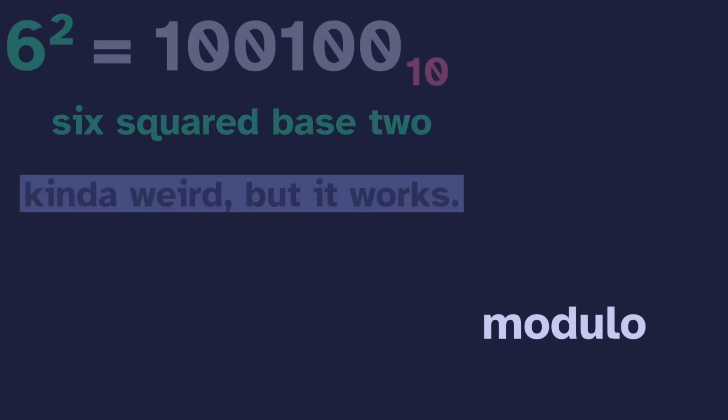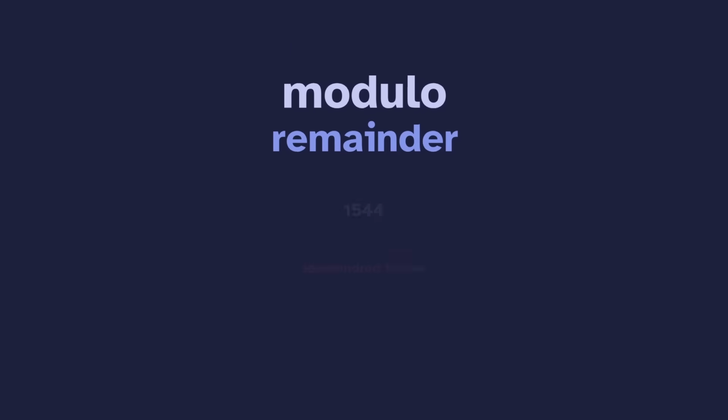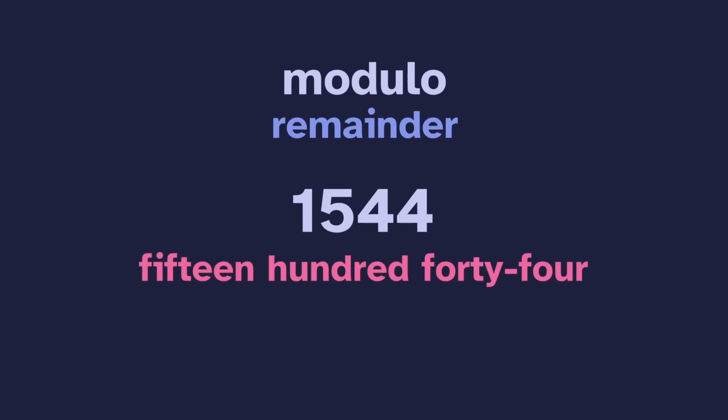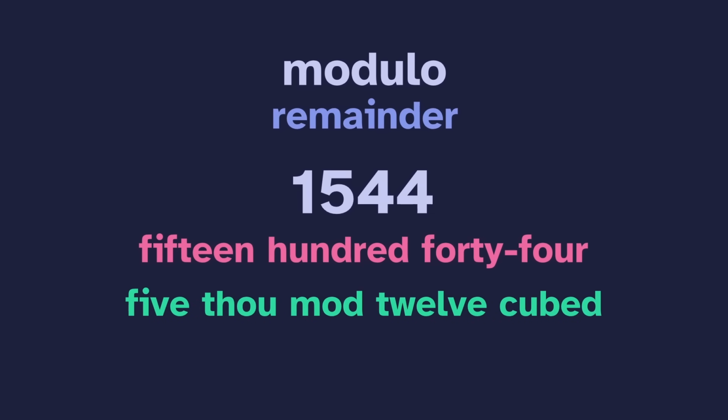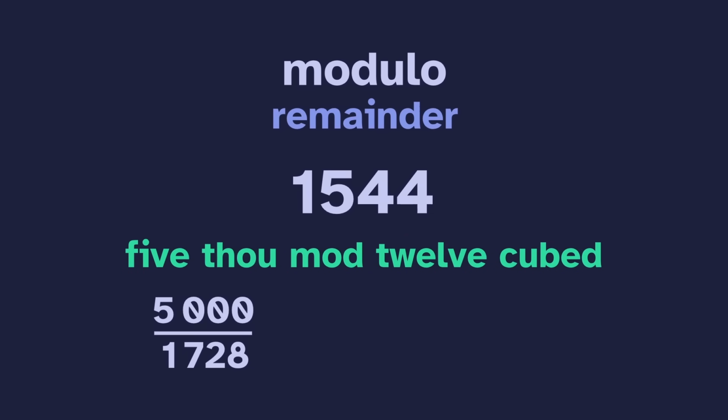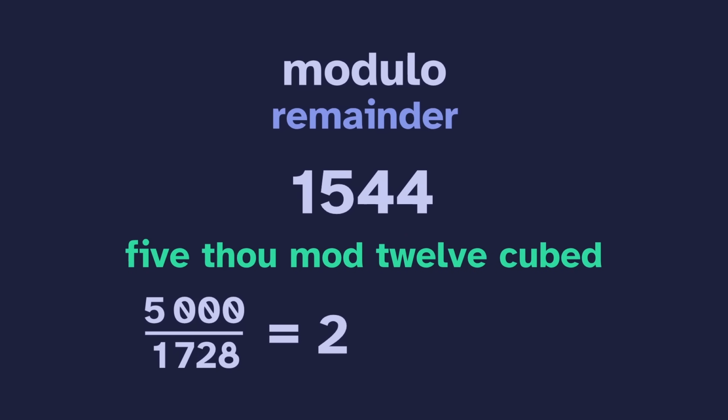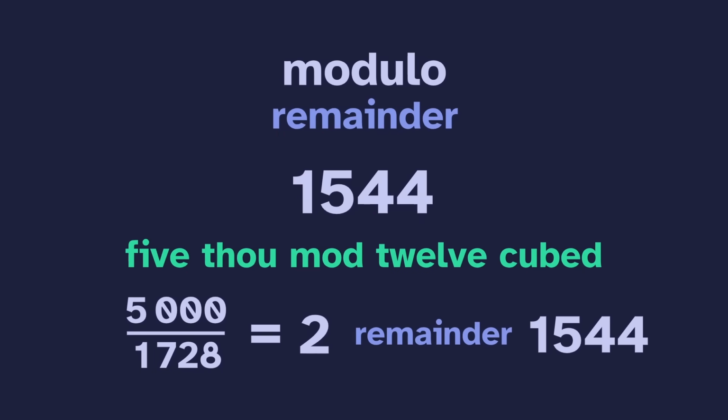But anyway, our final new op is modulo. That's the remainder? Yeah, so 1544 shortens to 5,000 mod 12 cubed. Because if we divide 5,000 by 12 cubed, we get 2 with a remainder of 1544? Yep. Nice, that one's straightforward.